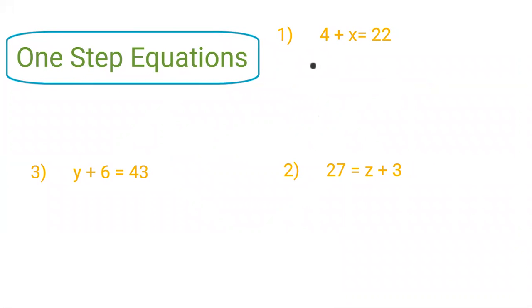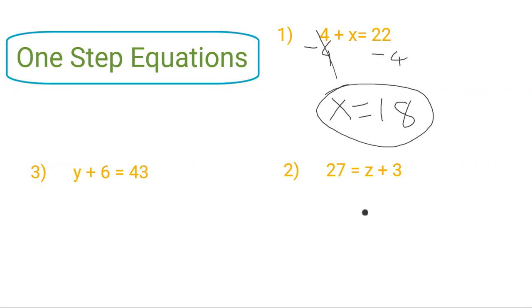One-step equations. So here we want to isolate the variable and get x by itself. The only thing we have to do is get rid of this 4. Since this 4 is positive, you need to subtract 4 from both sides, because if you do something to one side, you have to do it to the other side too, to keep the equation balanced. If you subtract 4 here, it cancels out and becomes 0. If you subtract 4 here, it would be 18. So x equals 18.